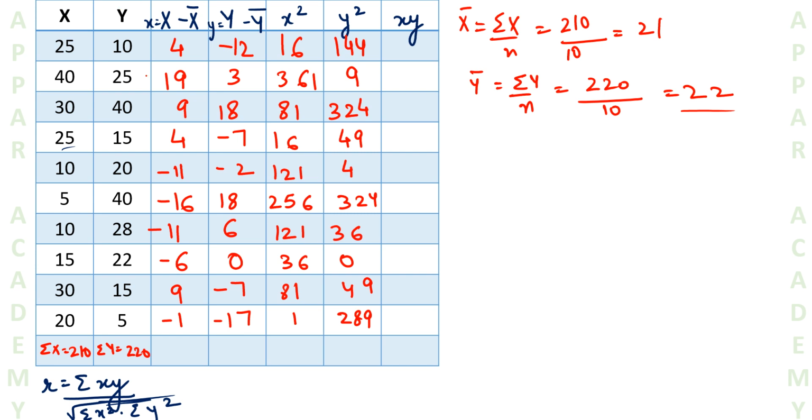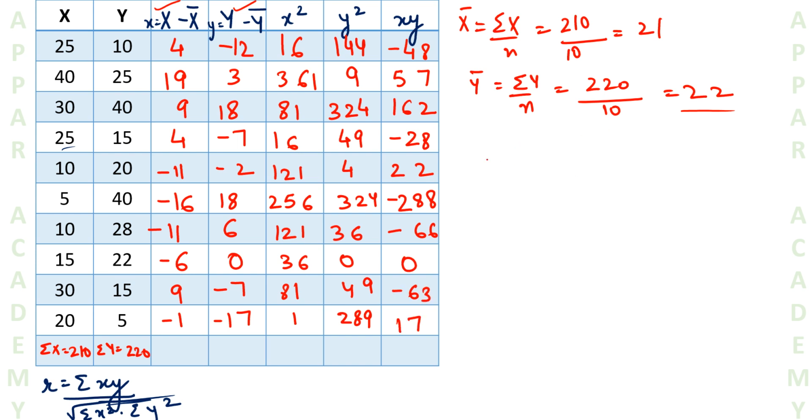Then we have a small x into small y, which means we need to multiply this and this. Minus 12 into 4 is minus 48, 19 into 3 is 57, 9 into 18 is 162, then 4 into minus 7 is minus 28, this becomes 22, minus 288, minus 66, 0, minus 63 and 17.